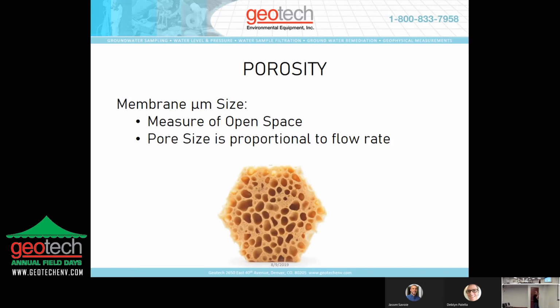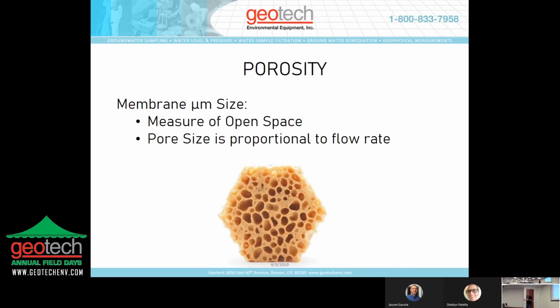So, talking about porosity, we have membrane sizes. So Geotech filters, we have everything from a 20 square centimeter filter. Do I have that size up there? So membrane micron size, I'm getting ahead of myself.